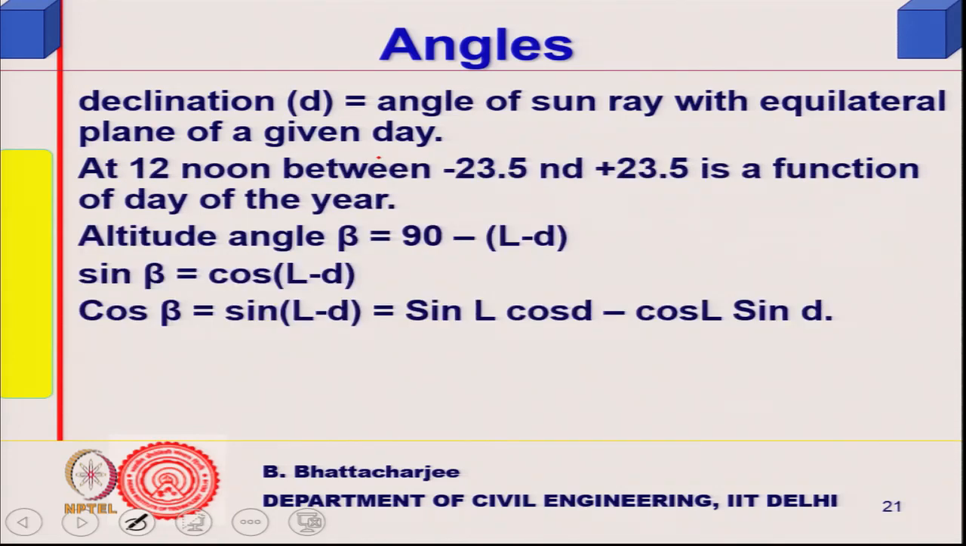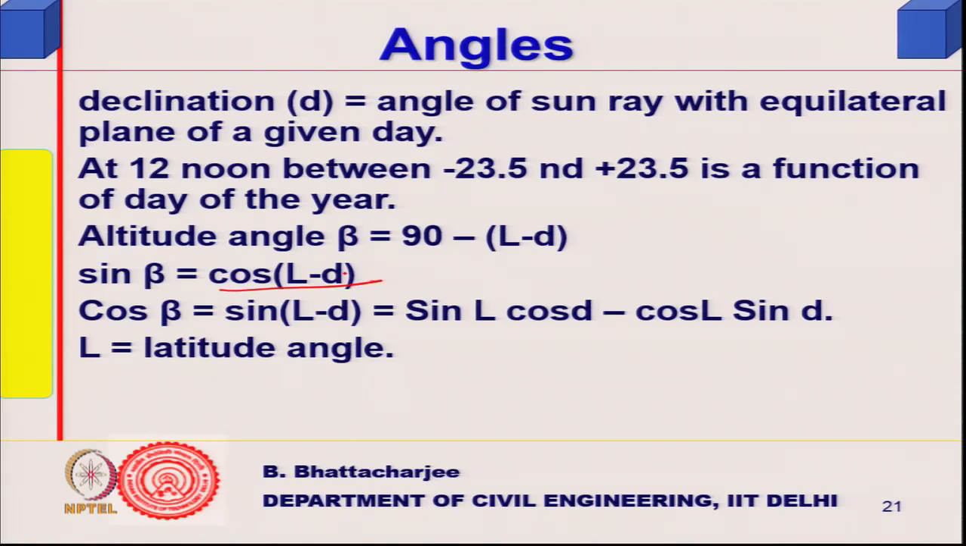Yeah, this we have already defined. Now, supposing I take sin beta, then this will be simply cos, and I can write it like this, and cos beta will be written as sin L by d. So, I can write something like this. So far I have not taken care of hour angle at all. So, at 12 noon this equation is valid.